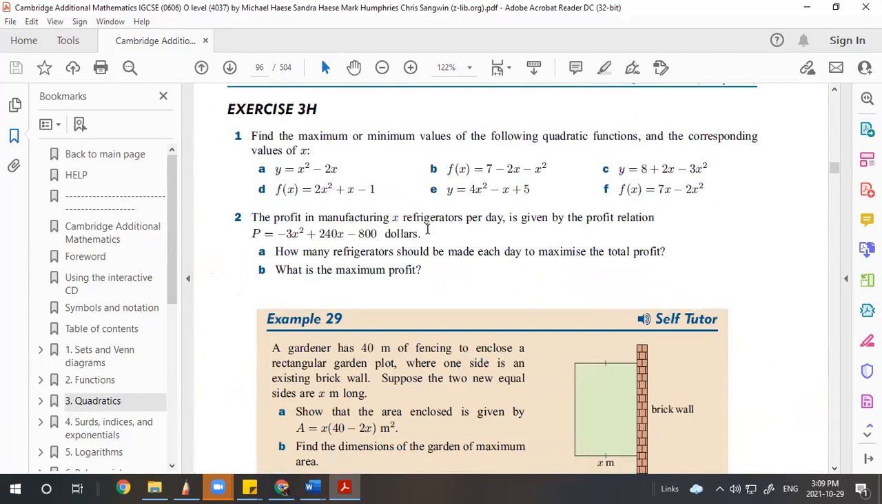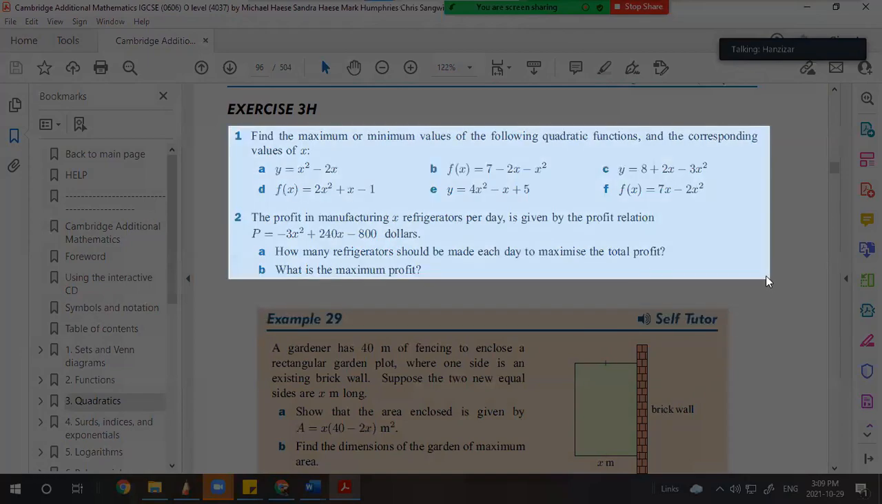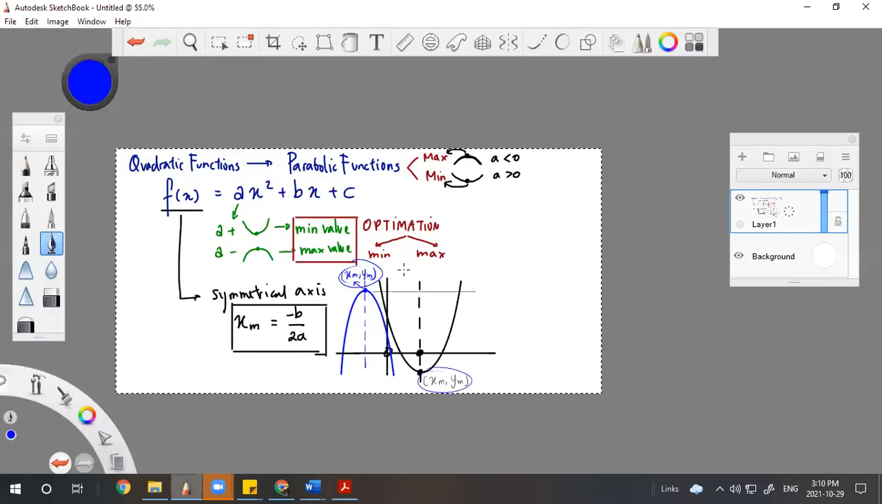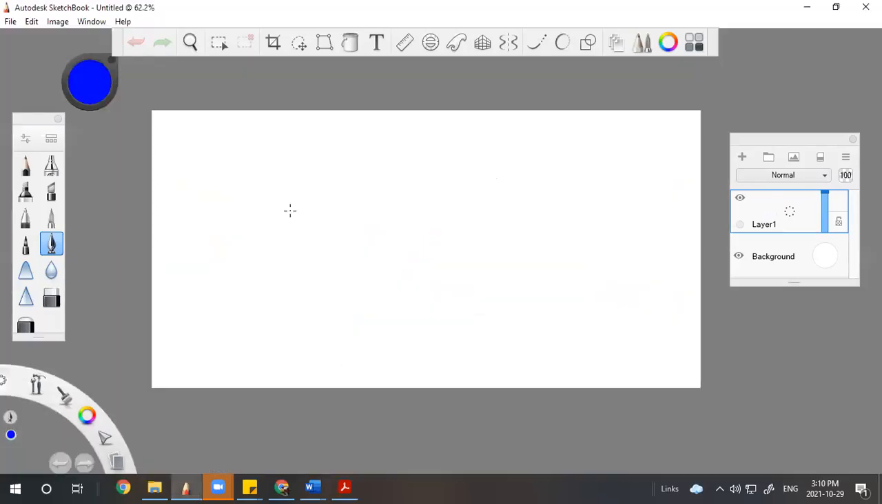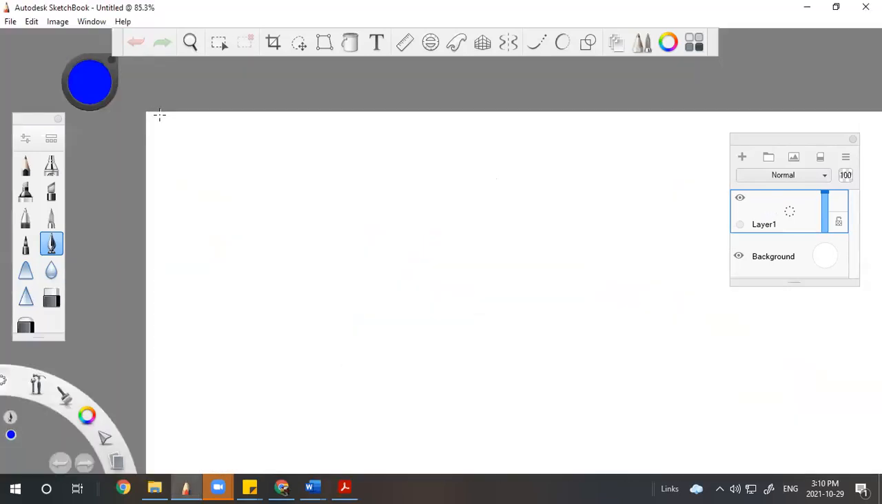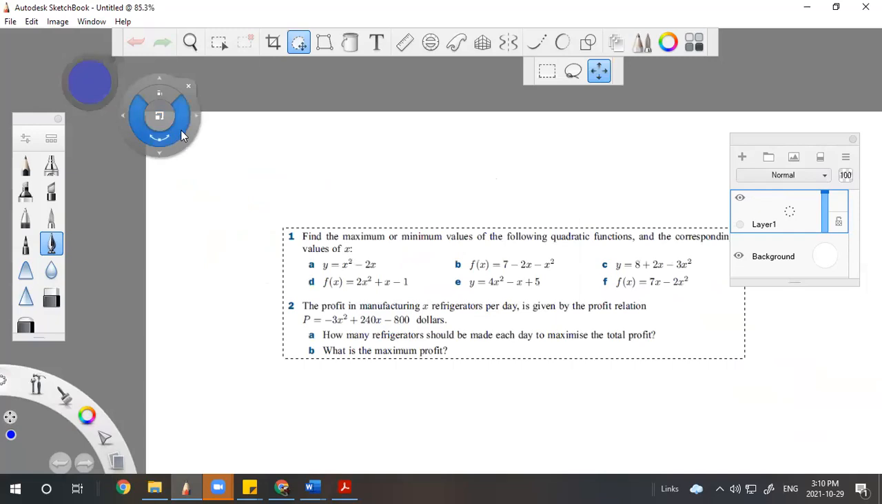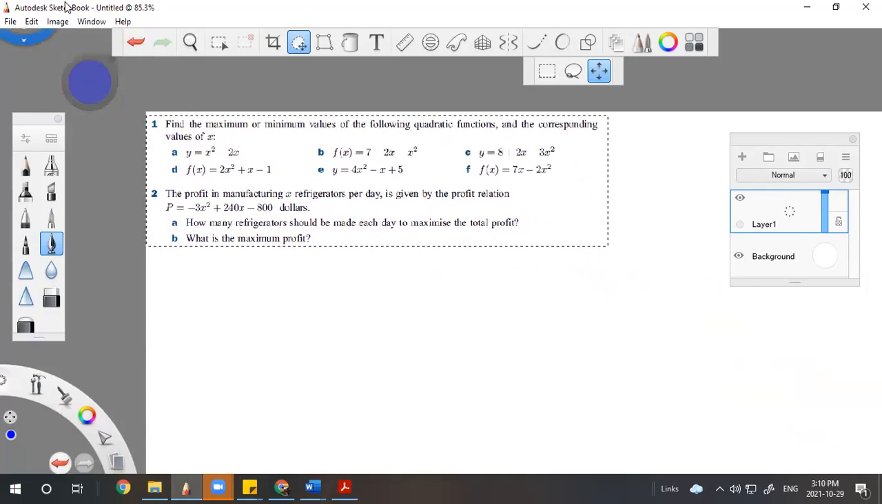Let's see the word problems. We will discuss exercise 3H, everything. Okay, because we have so much time and this is quite simple because we are talking only about optimization. So the main formula is negative b over 2a. Now for question 1a.